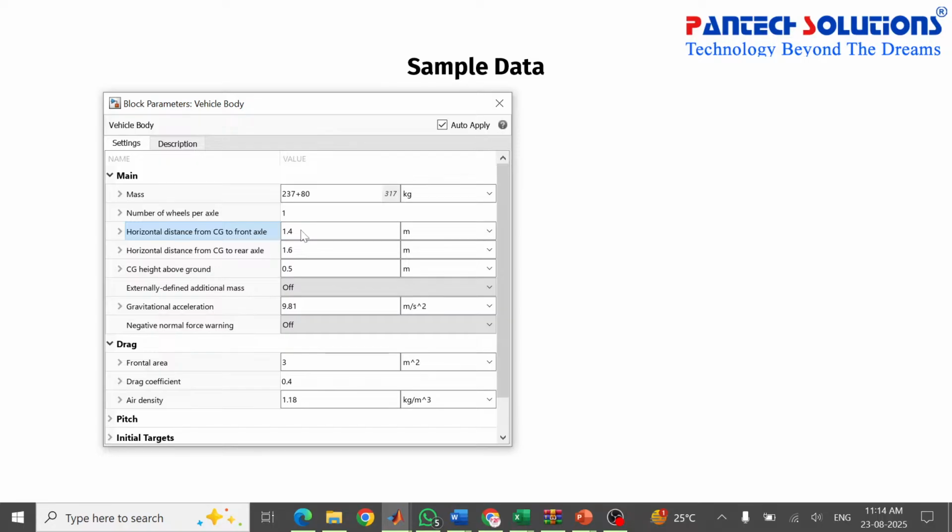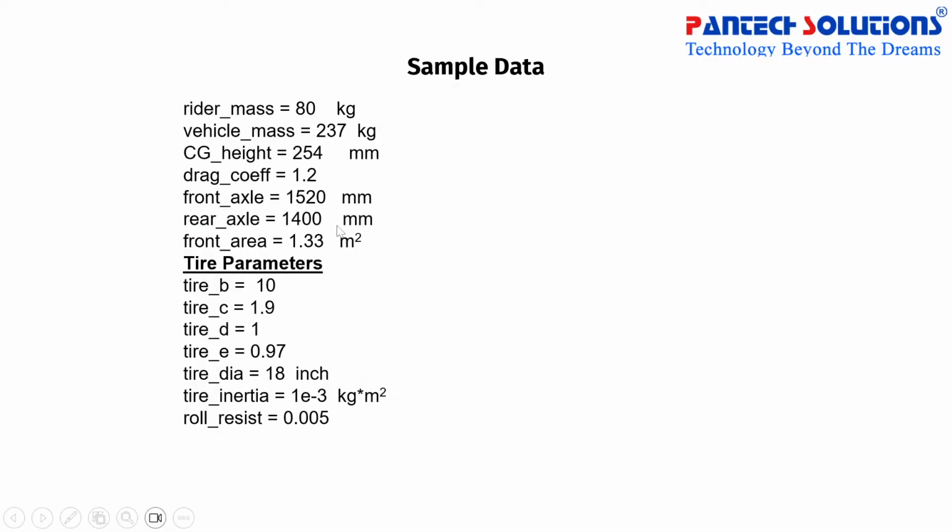Sorry. Okay, so 1520 you can change from mm. Actually, meter is there, you can convert to the mm. Same like that. So the rear axle: 1400 data is what we are given. This is the rear axle value. You can apply the rear axle value in the mm.